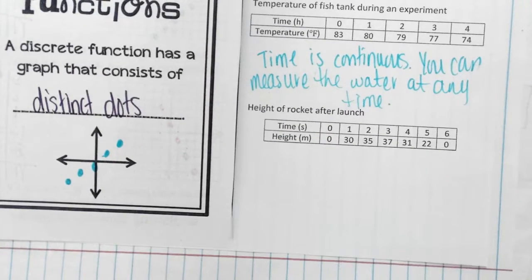Alright, so why would height of a rocket after launch be continuous? You can always get higher. And you can measure it at any point, right? Because it's time versus height. And time is continuous. That's all you have to say. Time is continuous, and you can measure the height at any point.